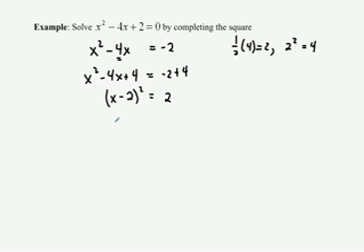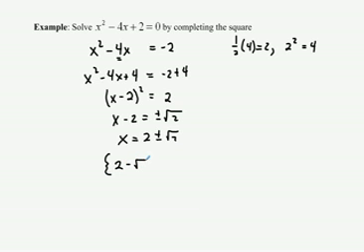Now we're in the position to use our square root principle, so x minus 2 is equal to plus or minus the square root of 2. And by isolating x, we get x equals 2 plus or minus the square root of 2, which is to say our two solutions look like 2 minus the square root of 2 as one solution, or 2 plus the square root of 2 as our second solution.